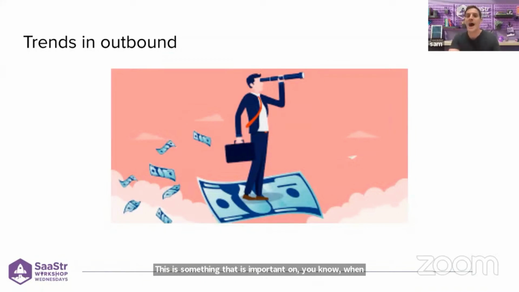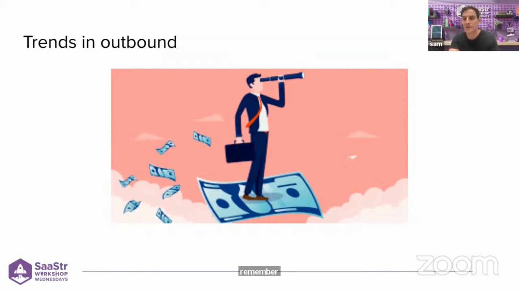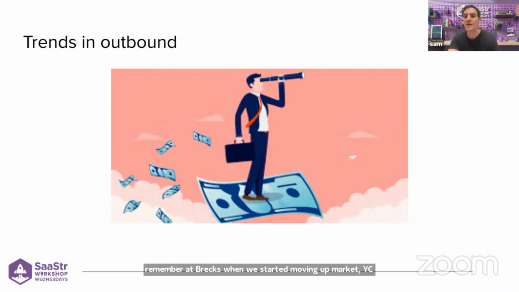I remember at Brex when we started moving up market, YC was hugely influential in our ability to win DoorDash. And this was true 5-6 years in the business when the business was much larger. And just conceptually continuing to leverage your investor network, far higher ROI than sending DoorDash's CFO an email from an SDR.